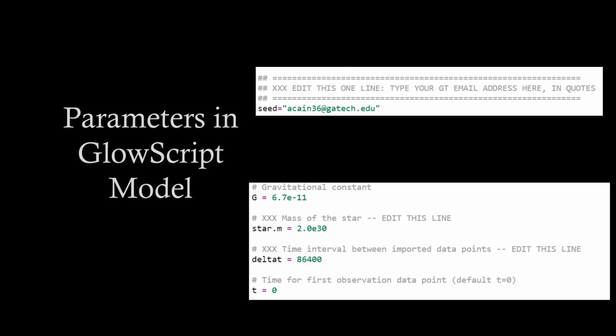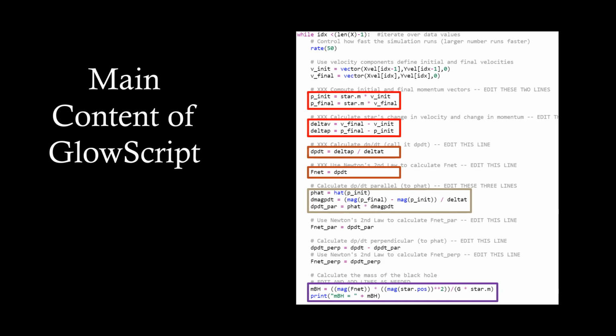The other significant part of this program was a while loop that iterates through the motion of the star and calculates the mass of the black hole during each iteration. In this section of the code, I set the initial momentum to the mass times the initial velocity using the momentum formula p equals mv. For the final momentum, I used the same formula with final velocity. These values were used to calculate change in momentum and the change in velocity during this time.